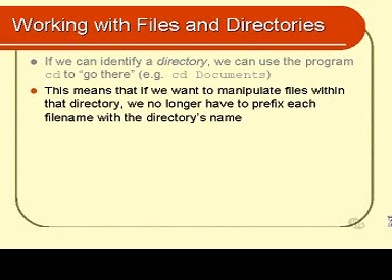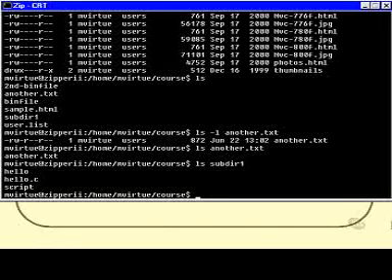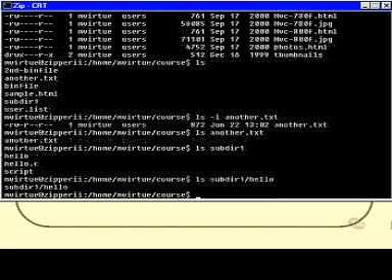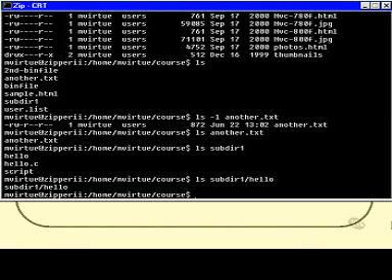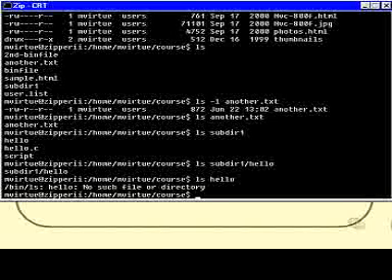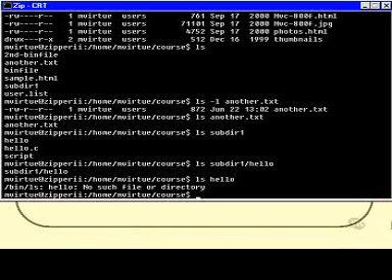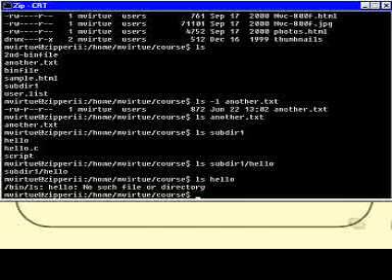Let me show you what I'm talking about. Now, I can say ls subdir1/hello, and that gives me a listing of that particular file. Notice that I had to type in subdir1/ before hello. If I just said ls hello, the shell has no idea what hello is. That's because hello is not part of the course directory that I'm currently in. It's part of the subdir1 directory, and I'm not in the subdir1 directory.